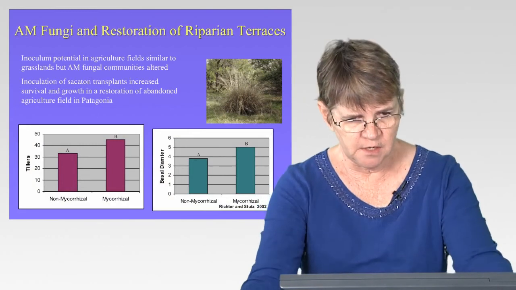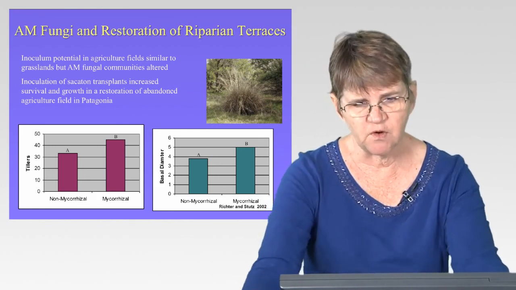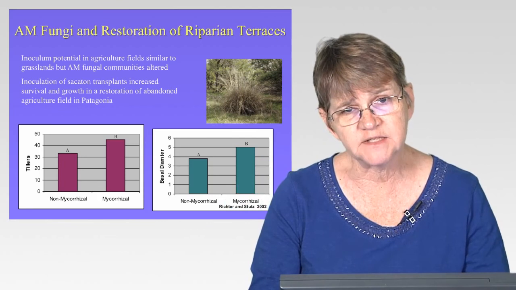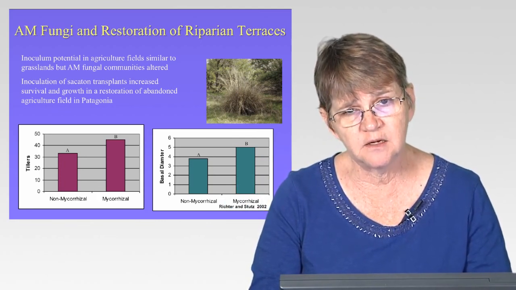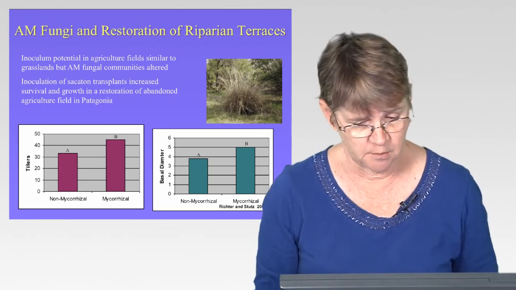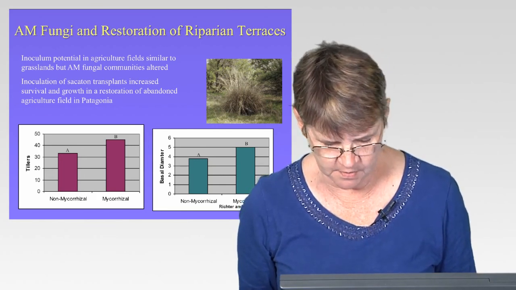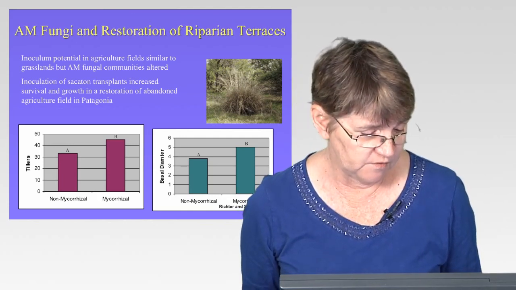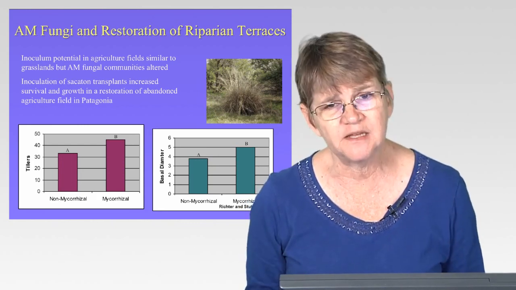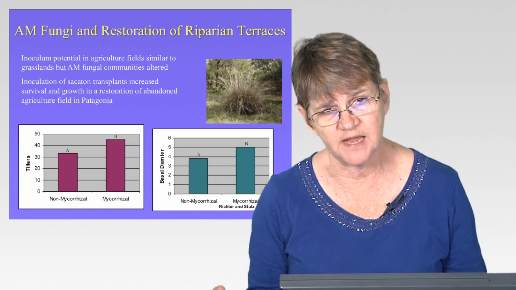So we found that as far as looking at the inoculum, or the amount of inoculum in abandoned agricultural fields, we found it was very similar to grasslands, but the communities were altered. So it seems like we had maybe more beneficial communities in the grasslands than we did in the abandoned agricultural fields. And then we actually inoculated Sacaton transplants and put them into abandoned fields as part of a restoration project down in Patagonia. And this is some data from a published paper from a student of mine, Brantley Richter, and we found that the growth was definitely increased in the plants that were inoculated versus the uninoculated plants. And what we're hoping is, as part of a restoration effort, to have little islands of mycorrhizal plants and having that association spread through those restored areas as the common mycelial network.